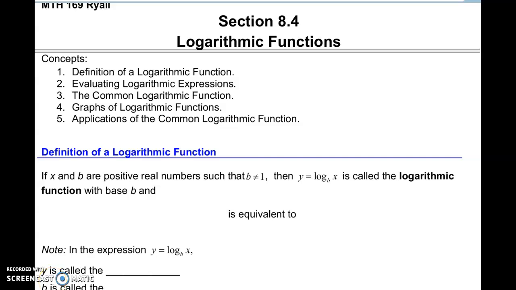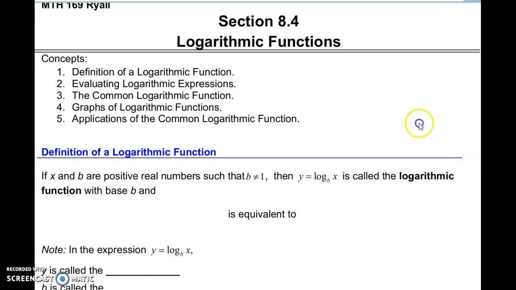All right, so let's take a look at 8.4. This is about logarithmic functions. We're going to look at the definition of what a logarithmic function is. We're going to evaluate logarithmic expressions. We're going to discuss what the common log function is. We're going to look at the graphs, and we'll look at some applications for logarithmic functions.